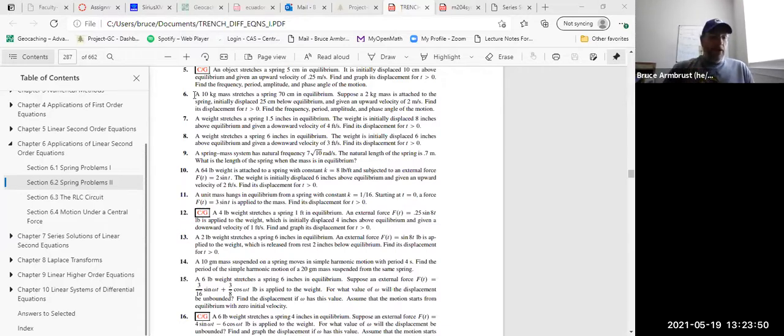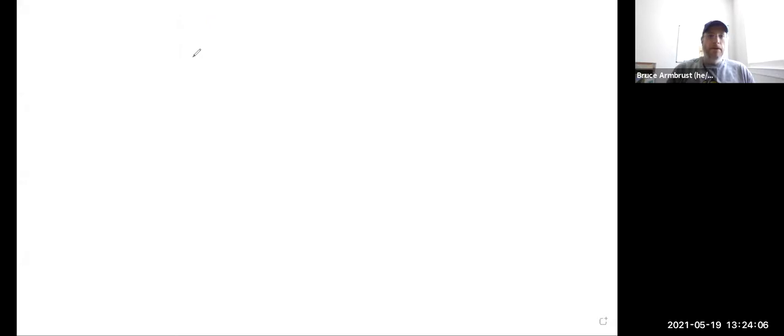All right, so let's get this thing set up. Let's put these numbers and forcing function into the setup, and then let's see what we got. So I'm going to go ahead and switch to a whiteboard. All right, so in general, how do we do this? What's the general setup for a spring problem?